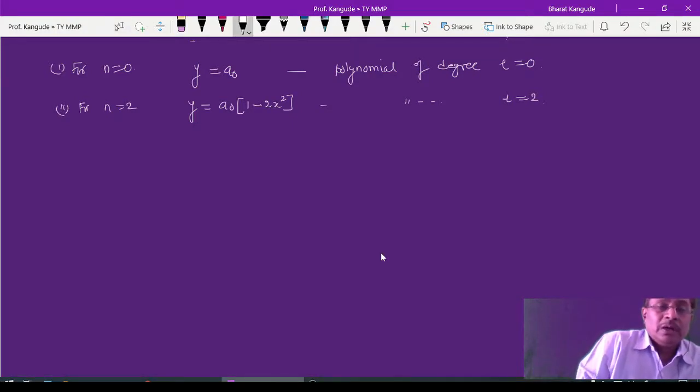Now, another series solution in odd powers of x.